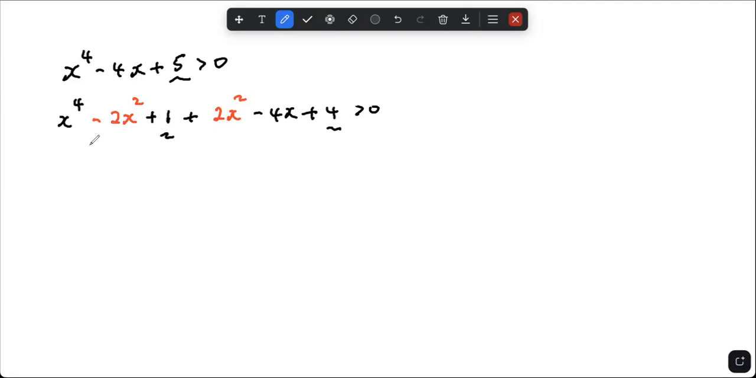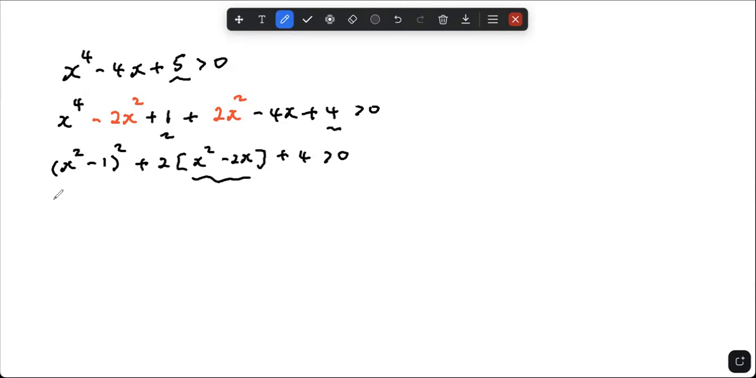I'm going to try to complete the square here, right? So if I were to complete the square for this guy, I'm going to get x squared minus 1, close it up. Okay, so technically, this is x to the power 4 minus 2x squared plus 1, right? Because they are equivalent. Okay, so let's deal with the 2x squared minus 4x plus 4. Okay, so I'll factorize out the 2, and this will be x squared minus 2x, close it up, plus 4 greater than 0.